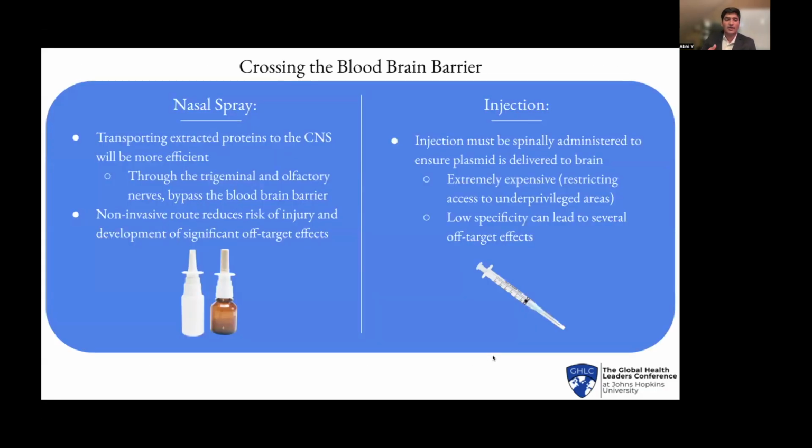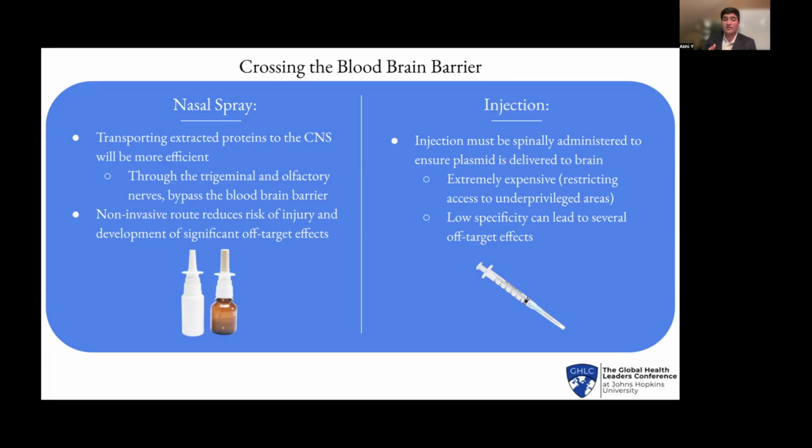So the second kind of problem that I encountered in this subject was finding a way to effectively deliver this plasmid to the brain directly. So I decided between two options, nasal spray or injection, and I decided to do a nasal spray. This is because a nasal spray is not only extremely harmless, but it can pass through the blood-brain barrier with no off-target effects due to its high specificity. And this is by traveling basically through the trigeminal and the olfactory nerves.